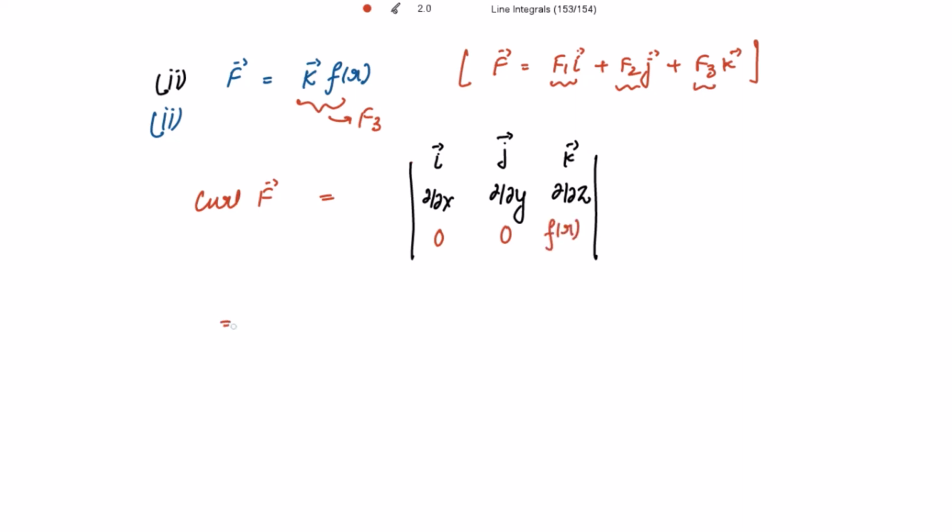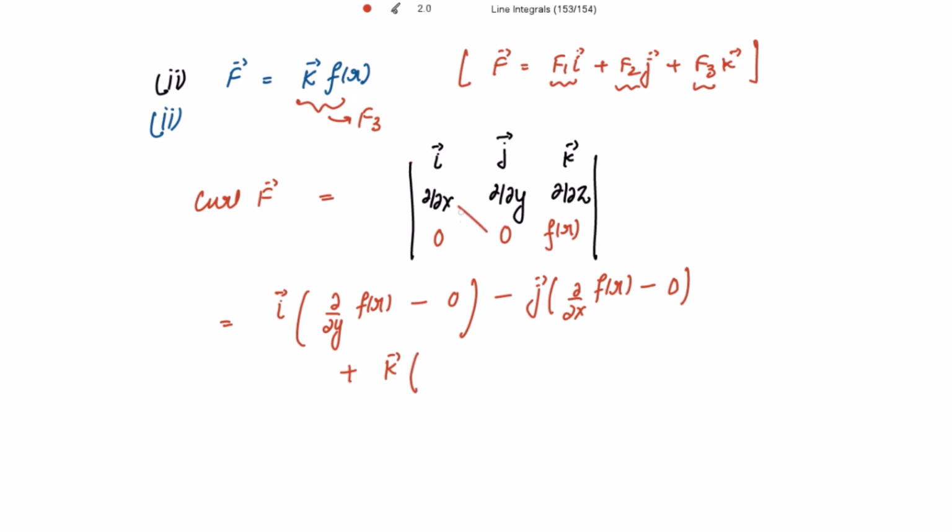Right? So this is equal to, solving this determinant, i vector into ∂/∂y of f(r) minus 0, minus j vector, and then we are having ∂/∂x of f(r) minus, this is again 0, plus k vector, and then both are 0, 0 minus 0.